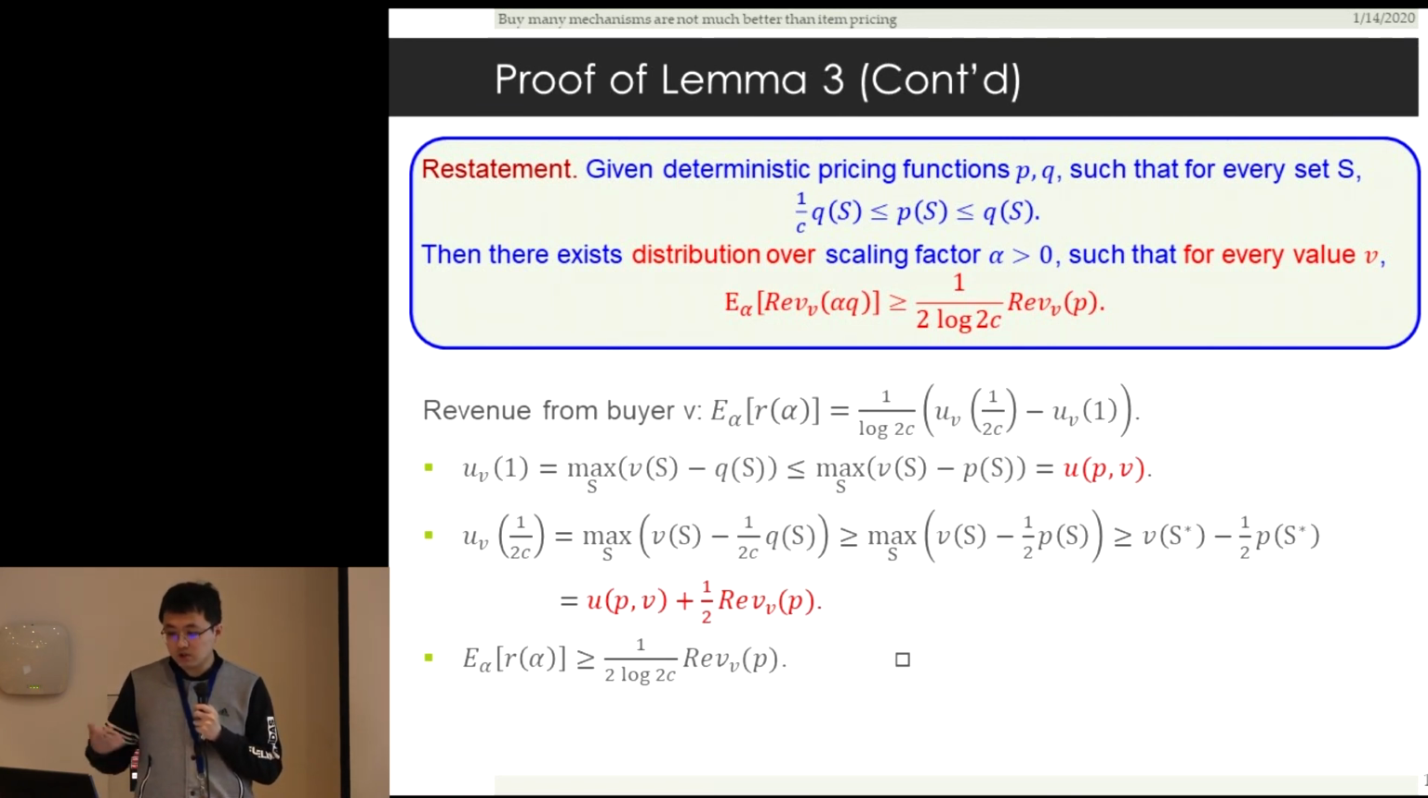So this finishes the proof of the lemma, saying that for two pricing functions P and Q, if Q pointwise C-approximates P, then there exists some distribution over scaling factor alpha such that for any valuation function V, the revenue of alpha times Q in expectation is an O(log C) approximation to the revenue of P.